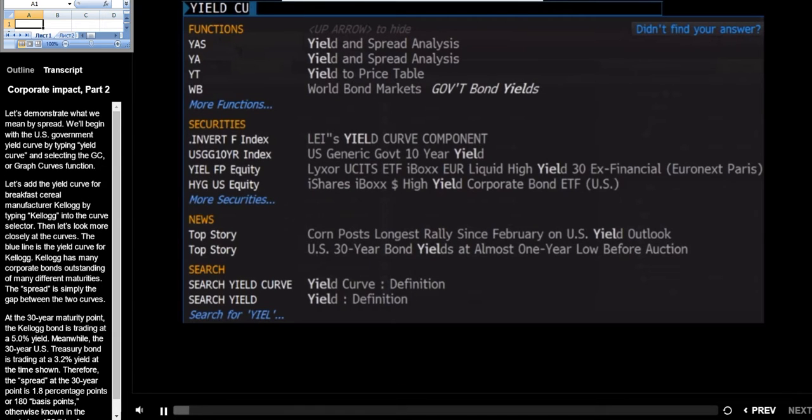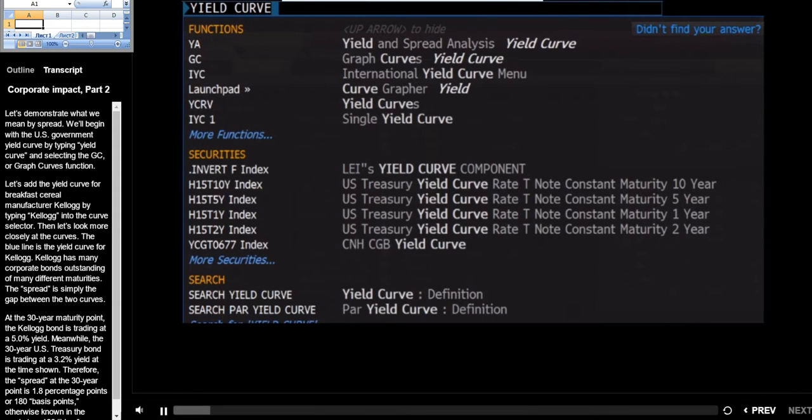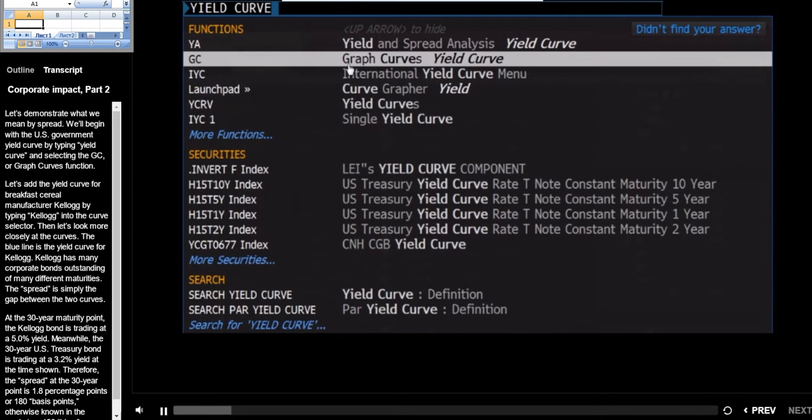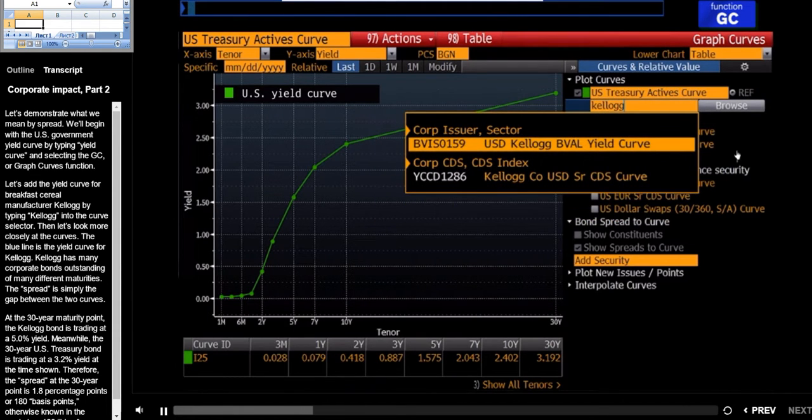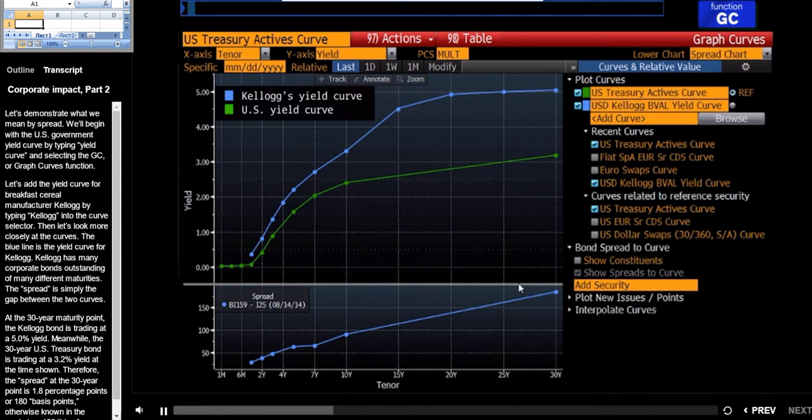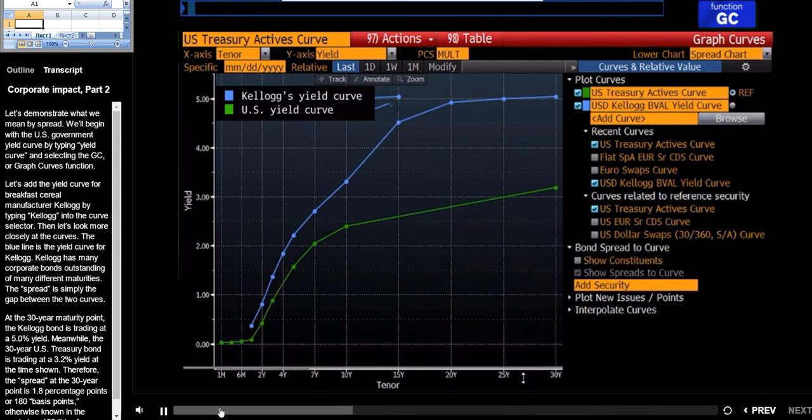Let's demonstrate what we mean by spread. We'll begin with the U.S. government yield curve by typing yield curve and selecting the GC, or graph curves, function. Let's add the yield curve for breakfast cereal manufacturer Kellogg by typing Kellogg into the curve selector. Then, let's look more closely at the curves.